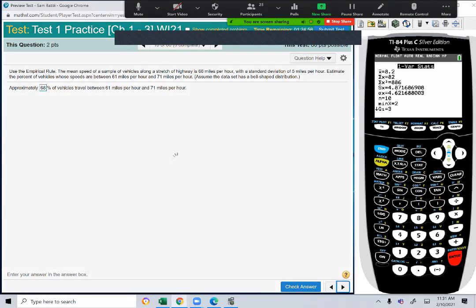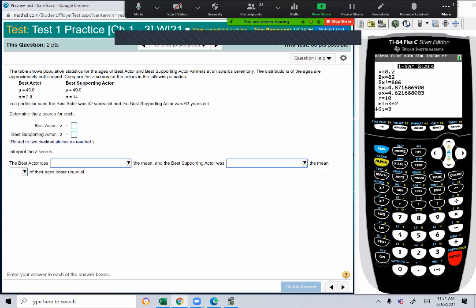Now the table shows population statistics for the age of best actor and best supporting actor winners in an award ceremony. The distribution of the ages is bell-shaped. Compare z-scores. In a particular year, the best actor was 42 years old and the best supporting actor was 63. He wants you to change to z-scores. That's important, guys. You're going to have questions on the z-scores. Okay, how do you change the best actor to a z-score? We know it was 42, so here's how you do it.